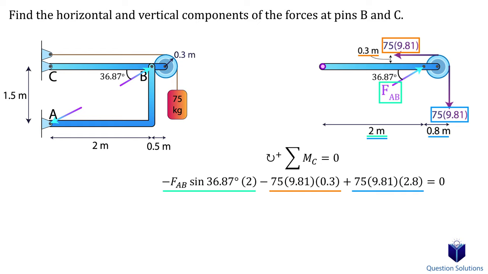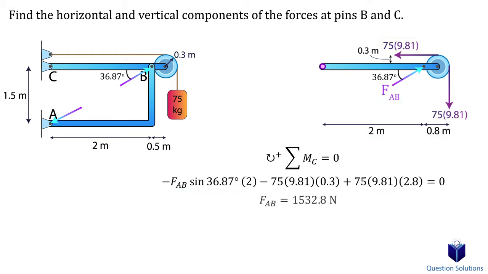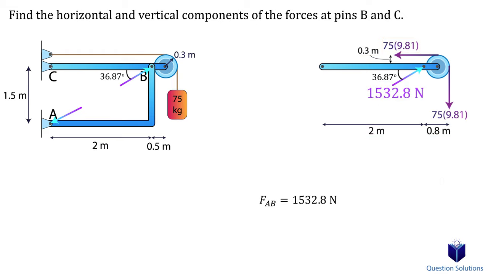Don't forget to add the radius of the pulley for the perpendicular distance. Also keep in mind that since we pick clockwise to be positive, the weight of the cylinder creates a positive moment about point C, while the other forces create counterclockwise moments, meaning they're negative. Let's solve. Now, we have two unknowns left.